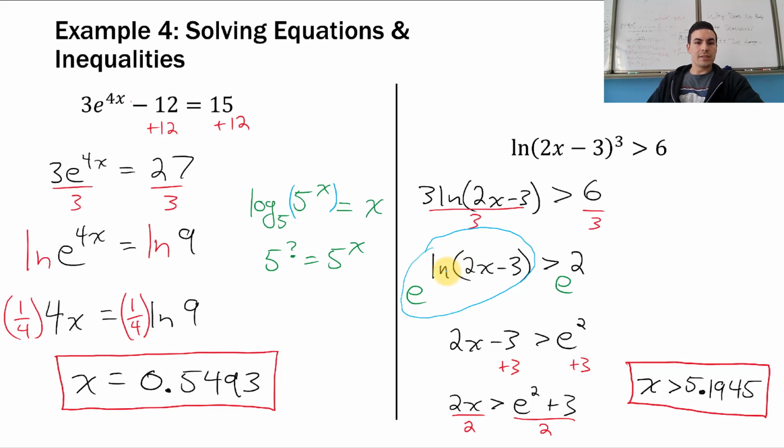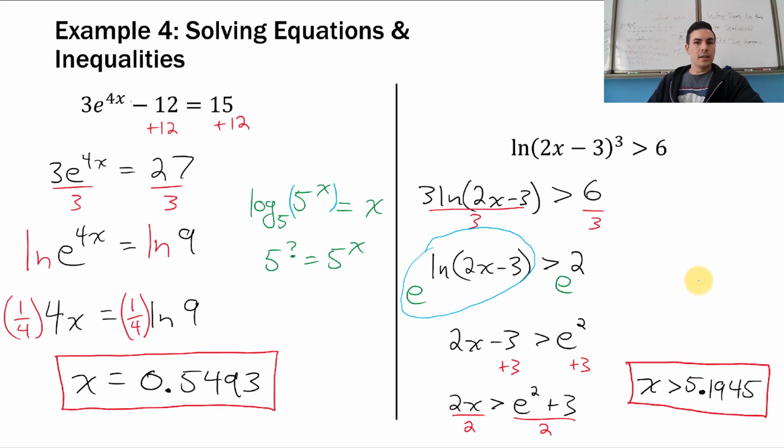Because I have the same base of my log in my exponent as the same base here, that is going to cancel each other out, and that will simplify to whatever's inside my log here. So this whole left-hand side simplifies to 2x minus 3, and then I can go ahead and add 3 and solve for x from there.